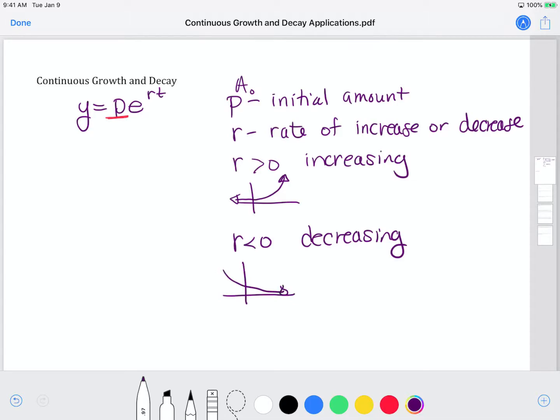And what happens is when you put that negative in front of the R, it's going to flip the graph over the y-axis. So instead of coming up like this, it's going to come down like this. It's going to flip it over the y-axis, which is why when R is negative, it's decreasing. Because if you think back to your rules of translation, negatives flip things over either the y-axis or the x-axis. Those are our reflections.